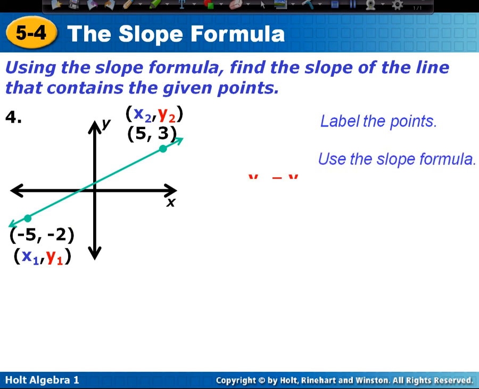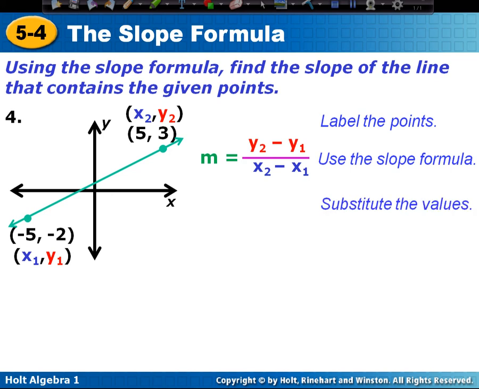So we're going to use the slope formula, y2 minus y1 over x2 minus x1, and we're going to plug our points in. So we're going to say 3 minus negative 2 over 5 minus negative 5. And here, these two negatives are going to make a positive plus, and these two negatives are going to make a positive plus. So it becomes 5 over 10.